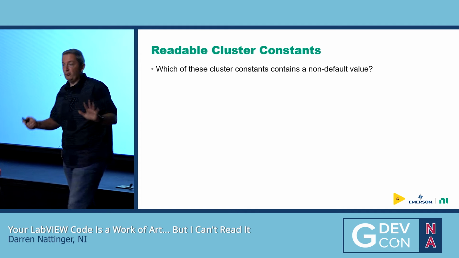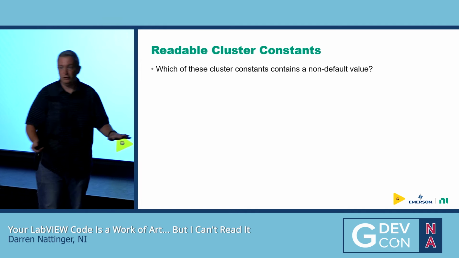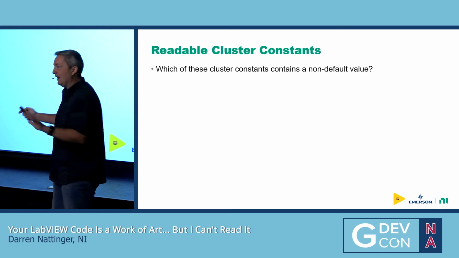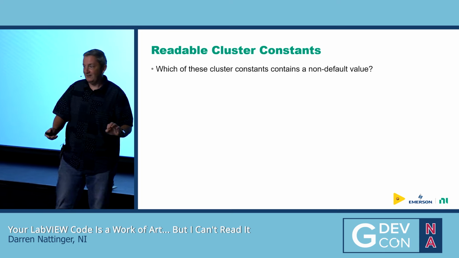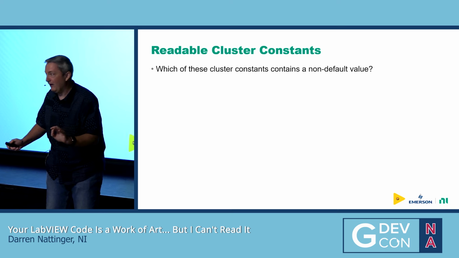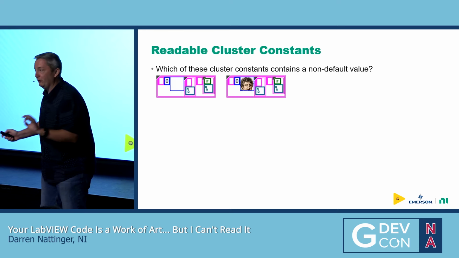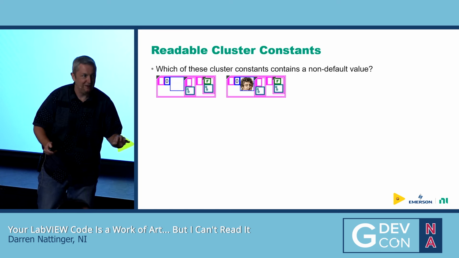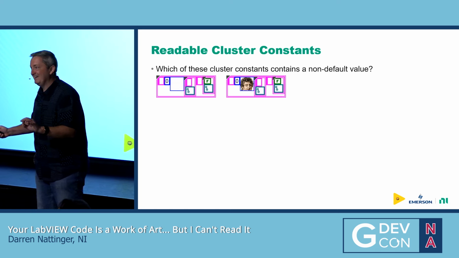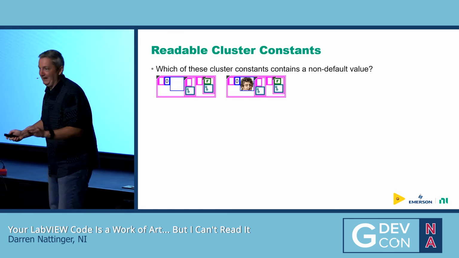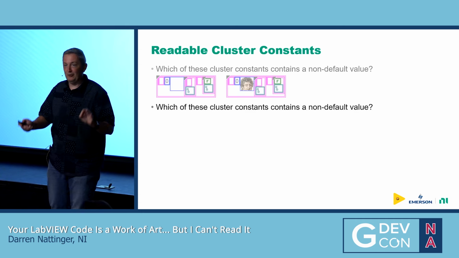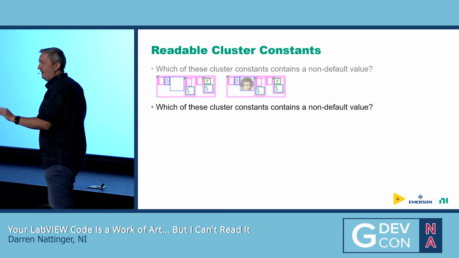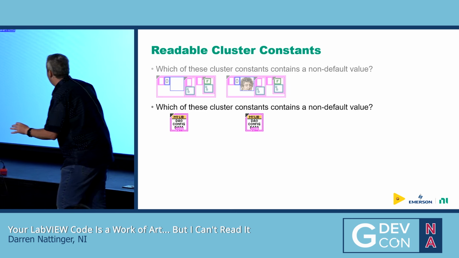All right, another quiz for the audience. I'm about to show two cluster constants, and I want y'all to tell me which one of them contains a non-default value. This is going to be some eagle eyes here. All right, which one of those contains a non-default value? Anybody? It's the one with Fourier in it, okay? Got another one. Which of the following cluster constants contains a non-default value?